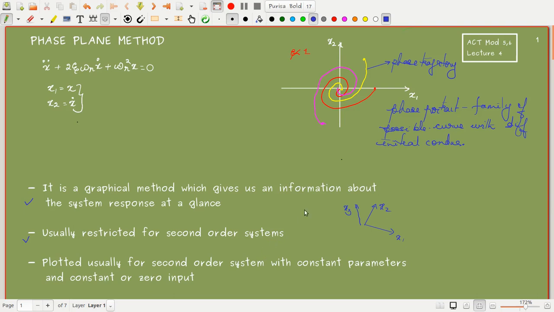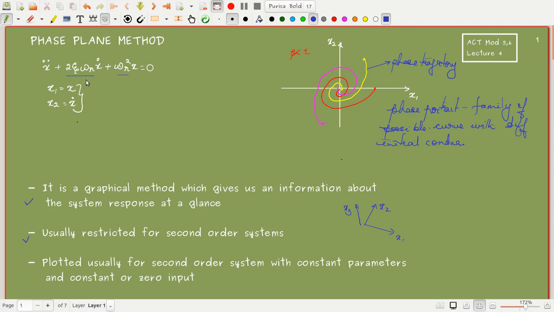The next characteristic of the phase plane method is that it is usually plotted for a second order system with constant parameters and constant or zero input. If you look at this equation, 2 zeta omega n and omega n are the parameters of the system. These values are not varying with respect to time.